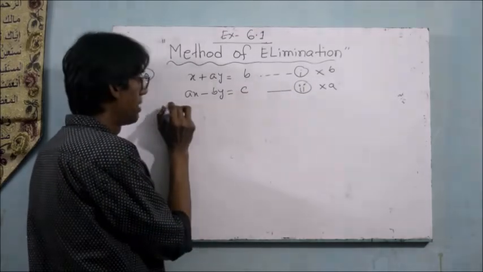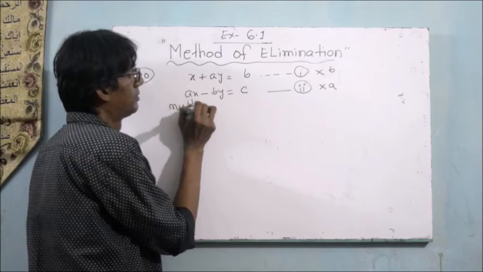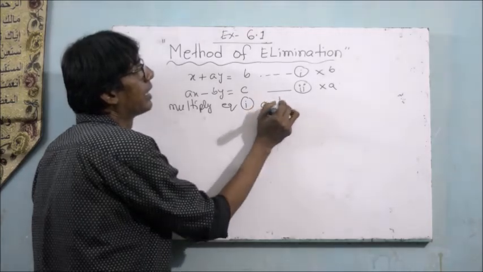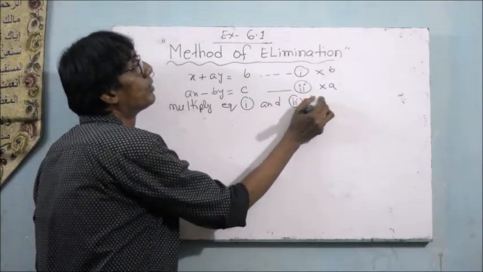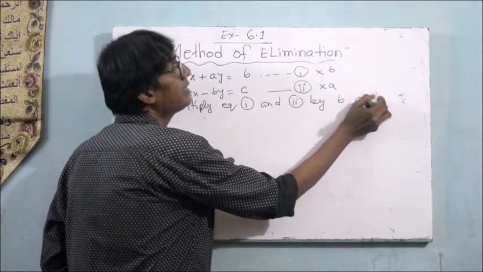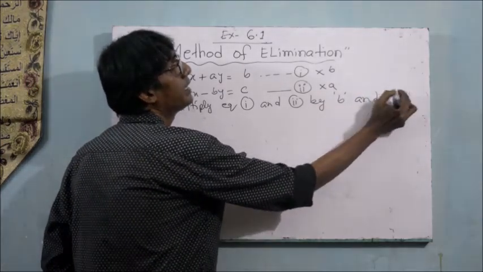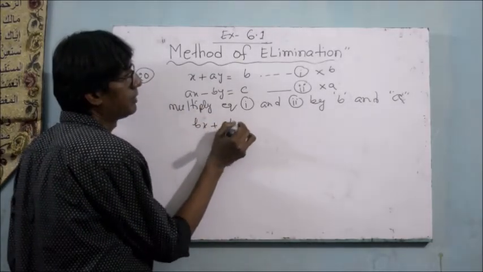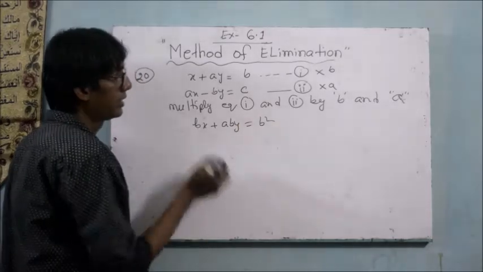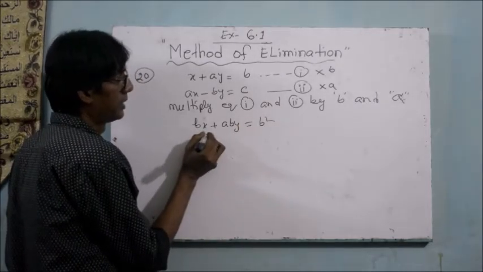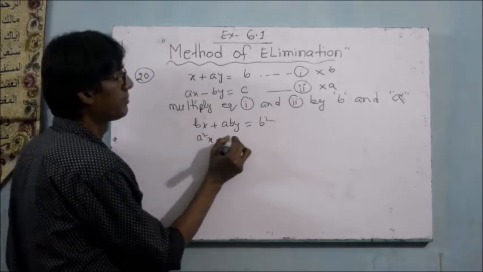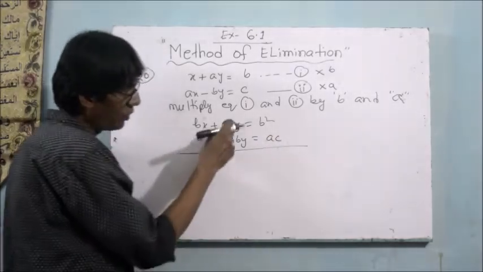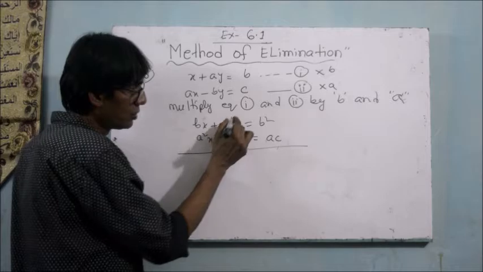So multiply equations 1 and 2 by b and a. We get bx plus aby equal to b square. Again, a square x minus aby equal to ac. Look here, the y variable has the same coefficient ab, so this is omitted.